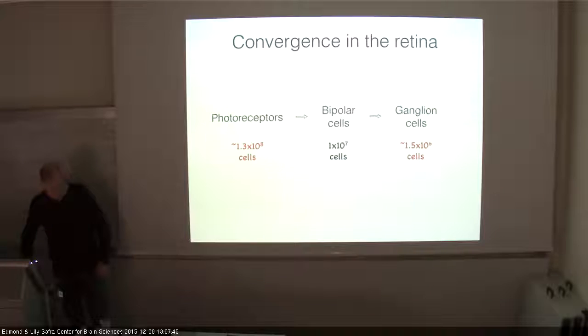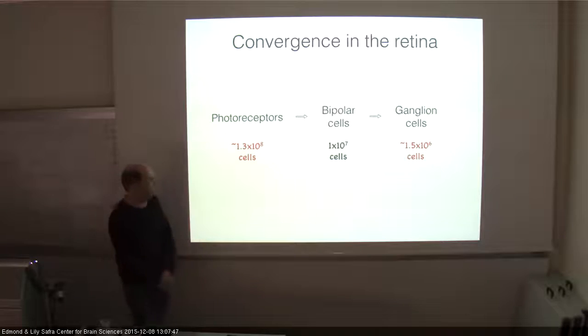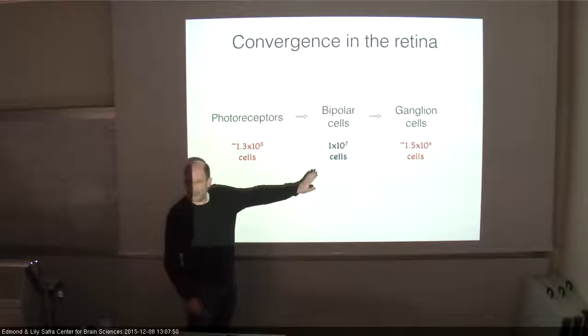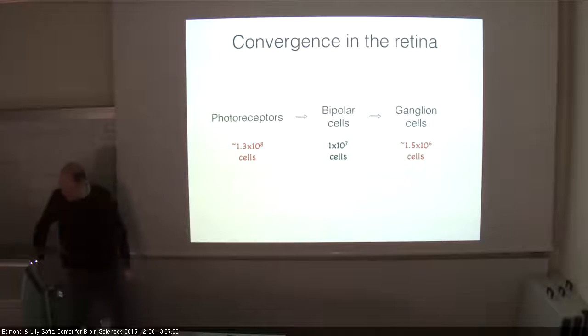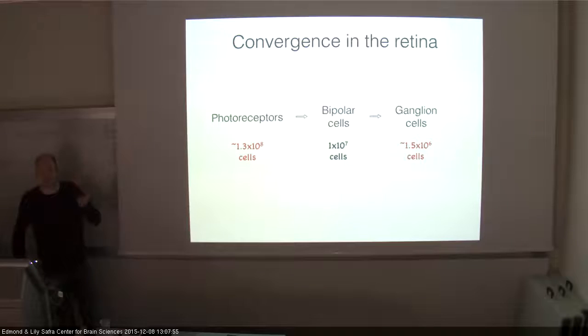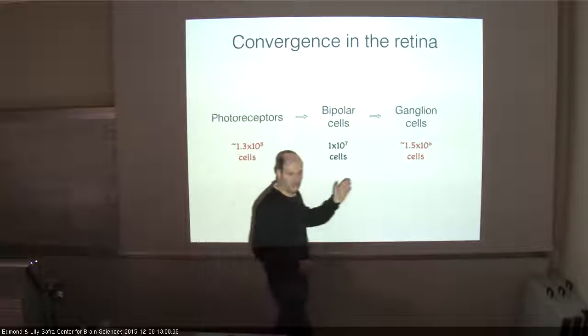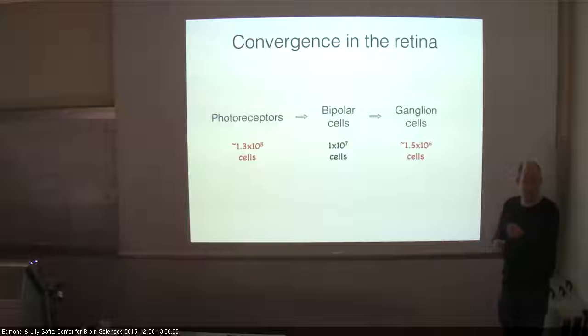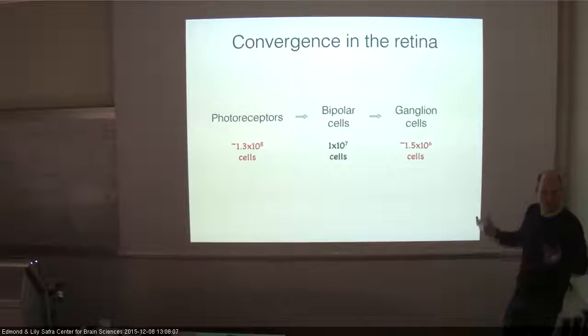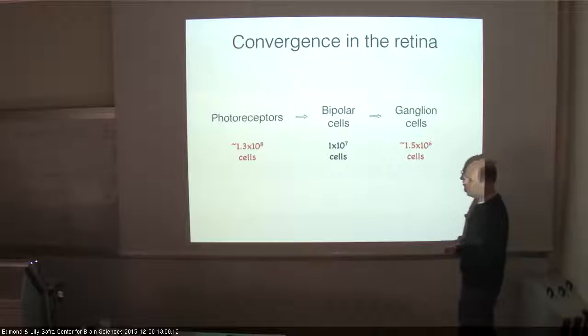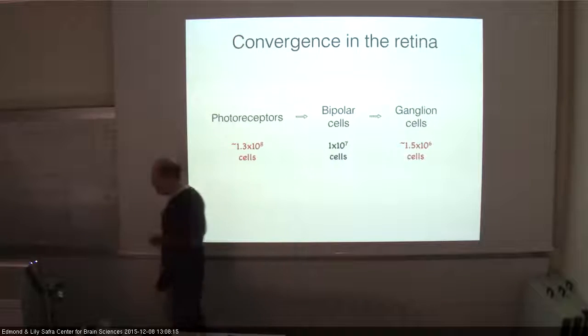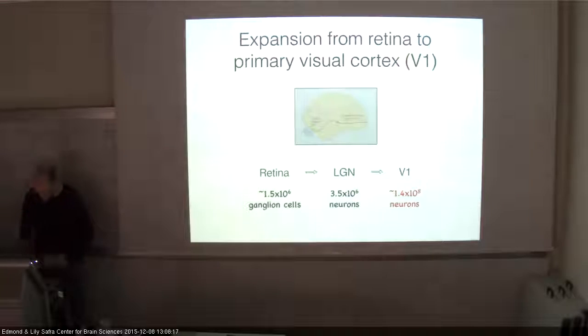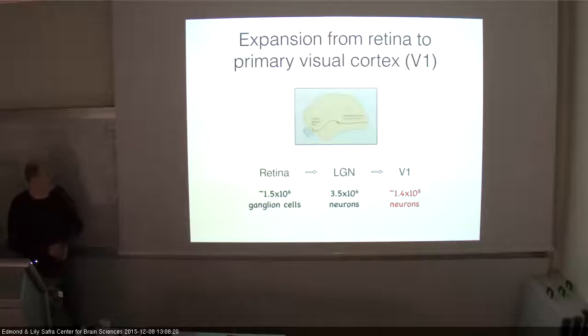Okay, so we discussed this convergence in the retina from the photoreceptors to the ganglion cells. And now when we look at what happens to the information, remember the ganglion cells need to send the information through the optic nerve, and it therefore makes sense that maybe it's important for the retina to be economical in the number of outputs that it uses. But then the information reaches the brain, and what we see in the brain is a divergence or expansion.